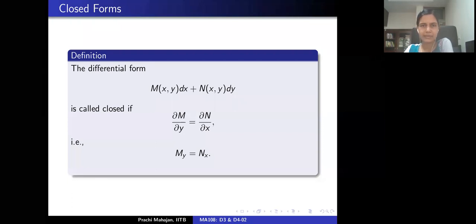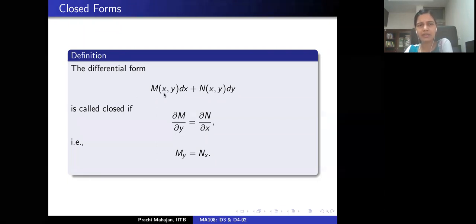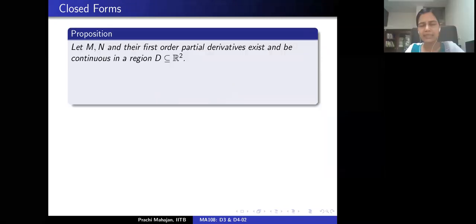Let's see. So this is easy to check. Unlike exact forms, whether a differential form is closed or not is something very easy to check. Correct? Everybody agrees? Right? Yes. Okay. Here is something that gives you a relation between exact forms and closed forms.